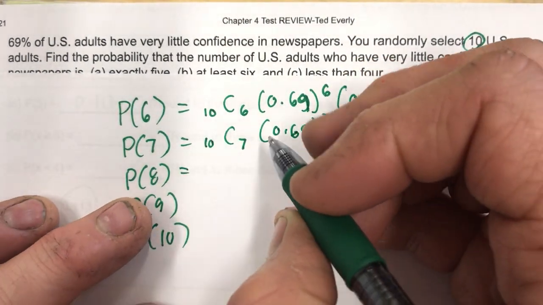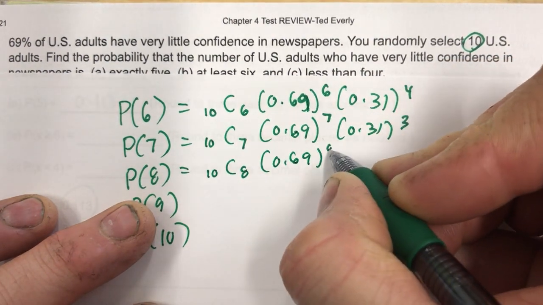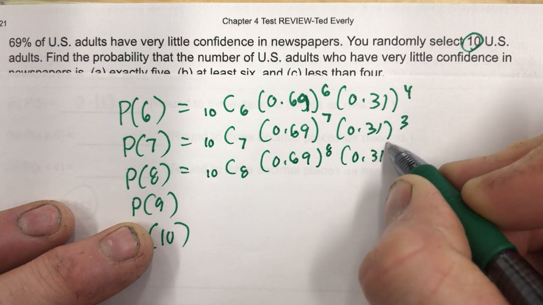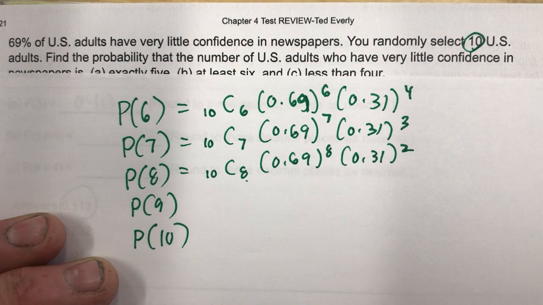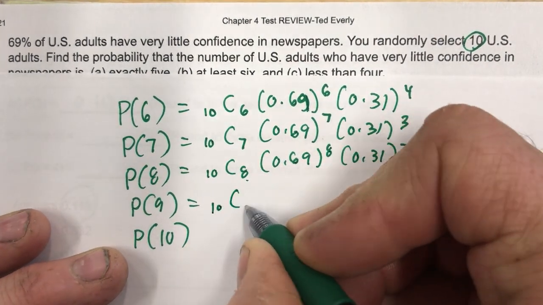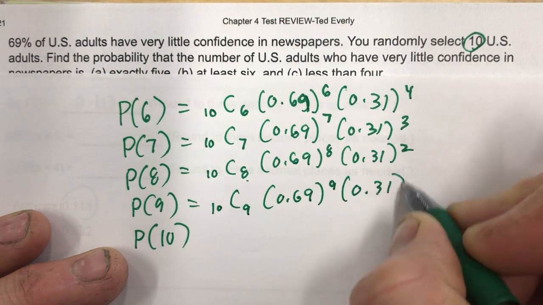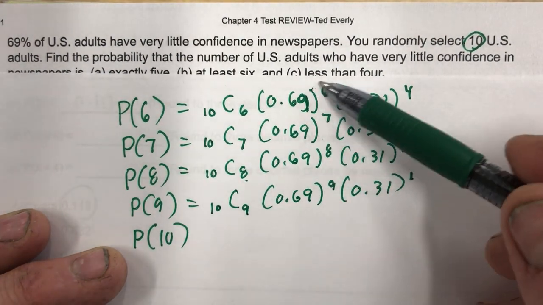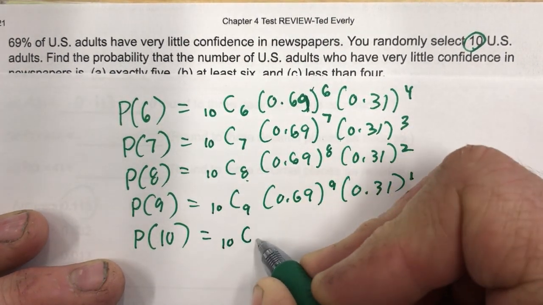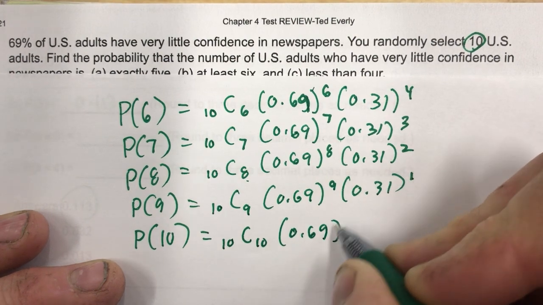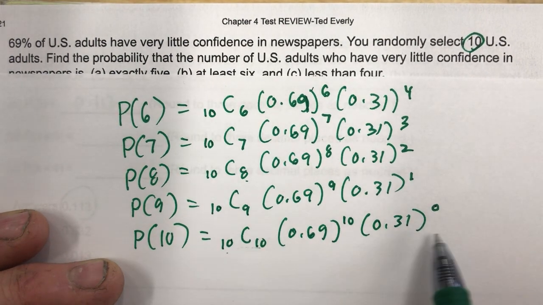The probability of 8 is going to be 10C8. This would be 0.69 to the 8 power, and 0.31 to the 10 minus 8, which would be 2 power. 9 would be 10C9, 0.69 to the 9 power, and then 0.31 to the 10 minus 9, which would be 1 power. You see how these numbers are going up and these numbers are going down? This last one will be 10C10, 0.69 to the 10 power, 0.31 to the 0 power. 10 minus 10 is 0.